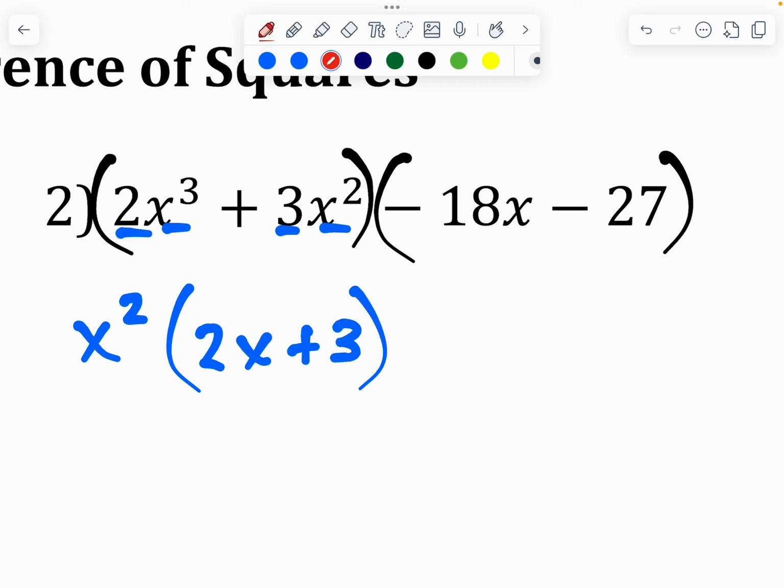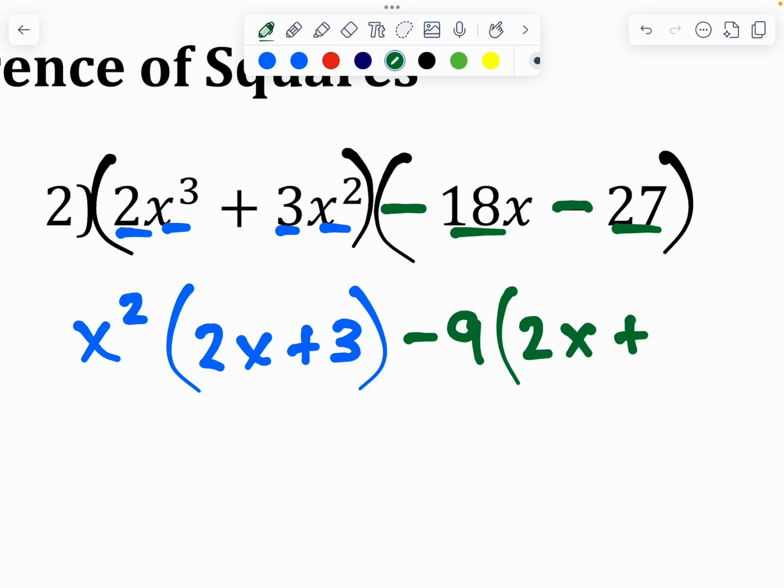On this one over here, I have a negative up front, 18. So that means I have to take a negative number out. The GCF between 18 and 27 is 9, so I need to take a negative 9 out, and I'm going to be left with negative 18 divided by negative 9 is positive 2x. Negative 27 divided by negative 9 is plus 3. All right?